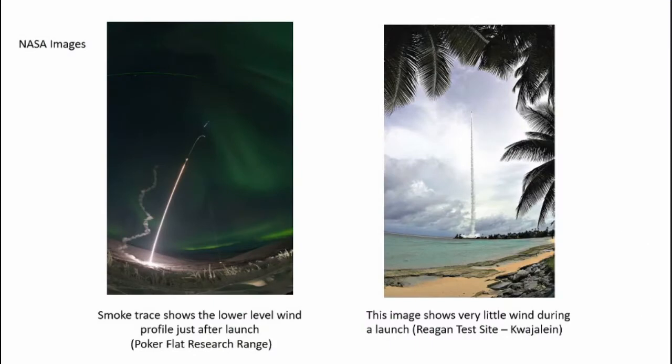Here are two NASA launch pictures. In the image at the left, notice the shape of the smoke trail. This shape is due to the winds near the surface. In the image on the right, notice the smoke trail is very straight. This means the surface winds were very calm at liftoff.